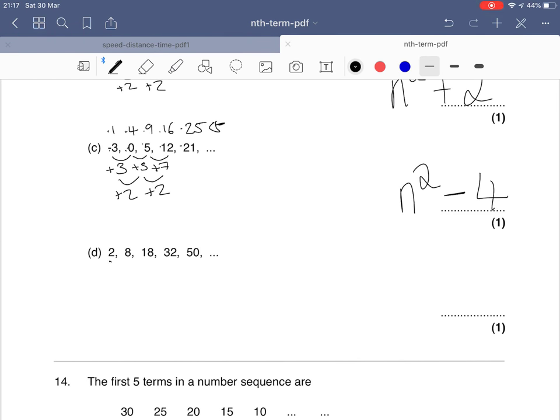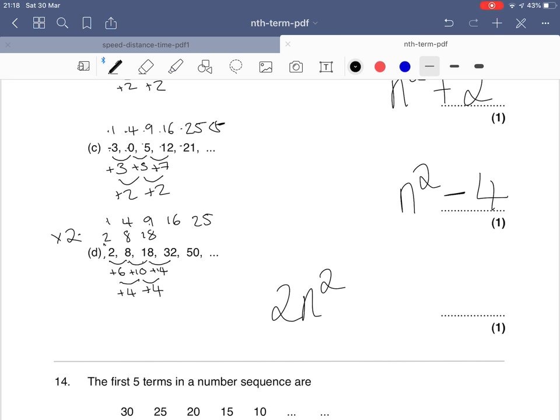Right, next one. So from 2 to 8, you add 6. From 8 to 18, you add 10. From 18 to 32, you add 14. So this one is going up in 4s. When it's going up in 4s, it's going to be 2n squared. So we want to square our number and then multiply it. So we know our square numbers are 1, 4, 9, 16, 25. If we times all those by 2, 1 times 2 is 2, 4 times 2 is 8, 9 times 2 is 18, and we end up with our same sequence. So the nth term is going to be 2n squared.